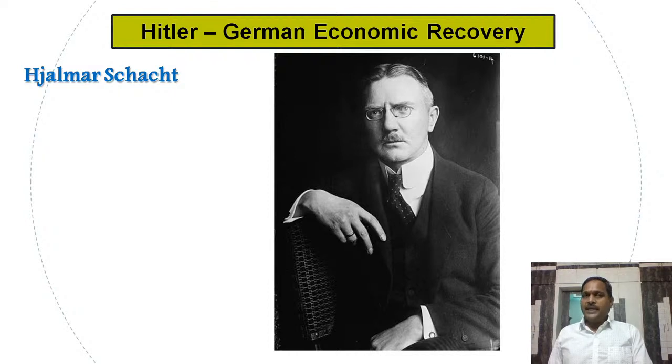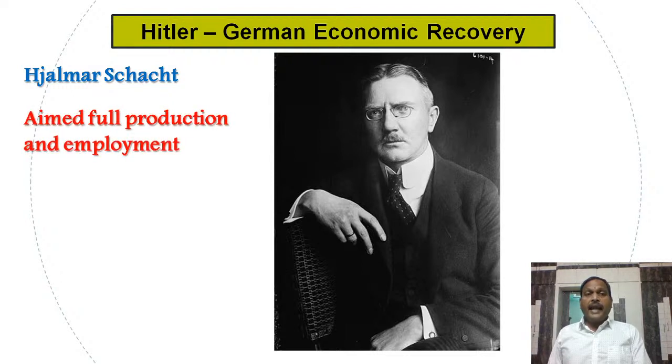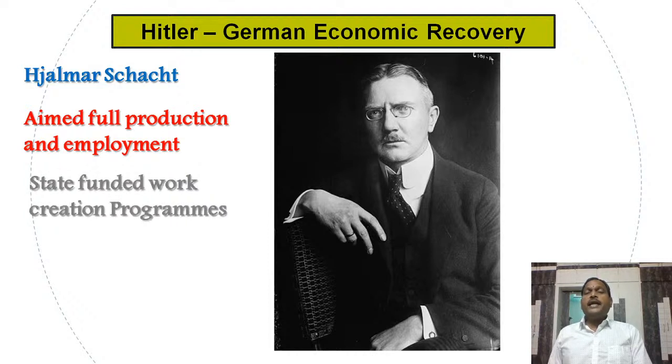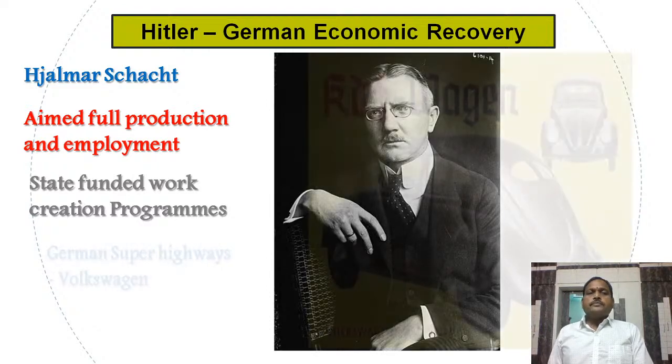What were they? We will see. He implemented some major precautions and also some major suggestions to recover the economy. He aimed at full production and employment. That means the state had to establish factories, and they must be run at full production. They must give full employment to the German people. And next, the state funded work creation programs. That means the state had to fund some employment generation programs also.